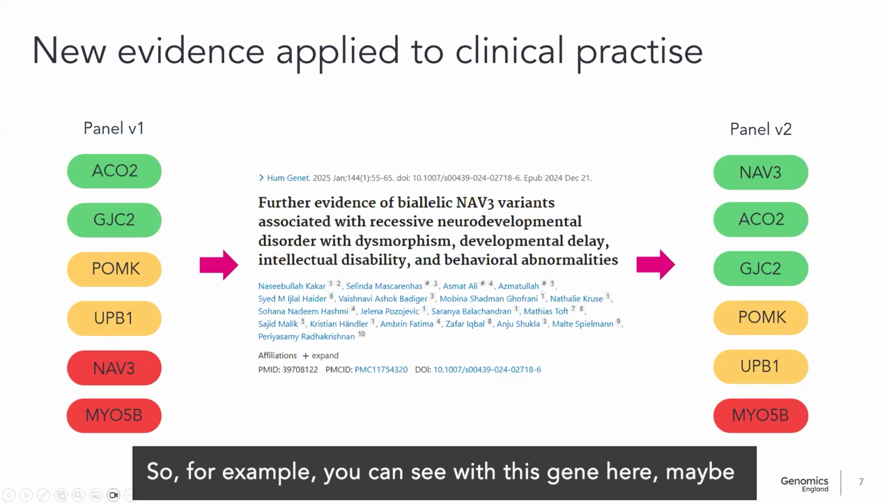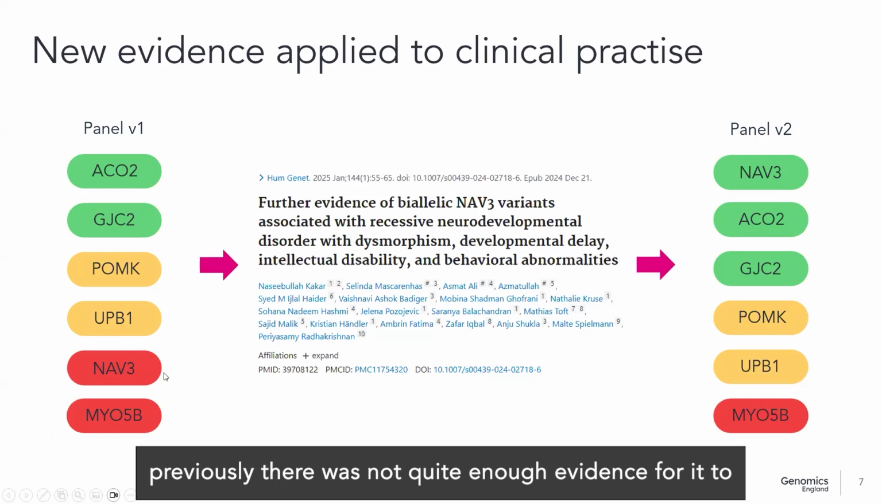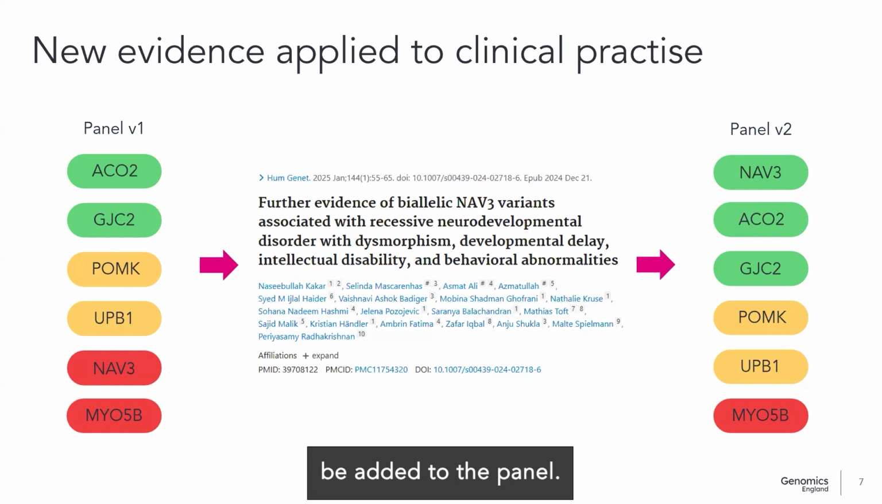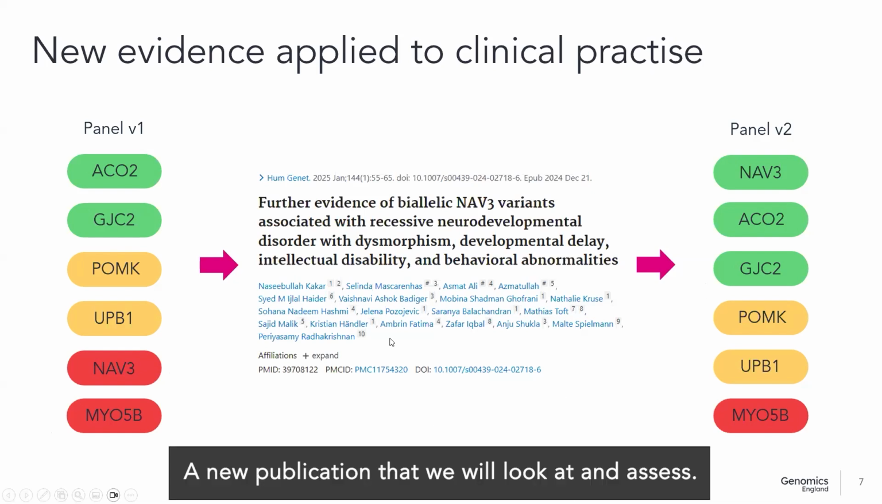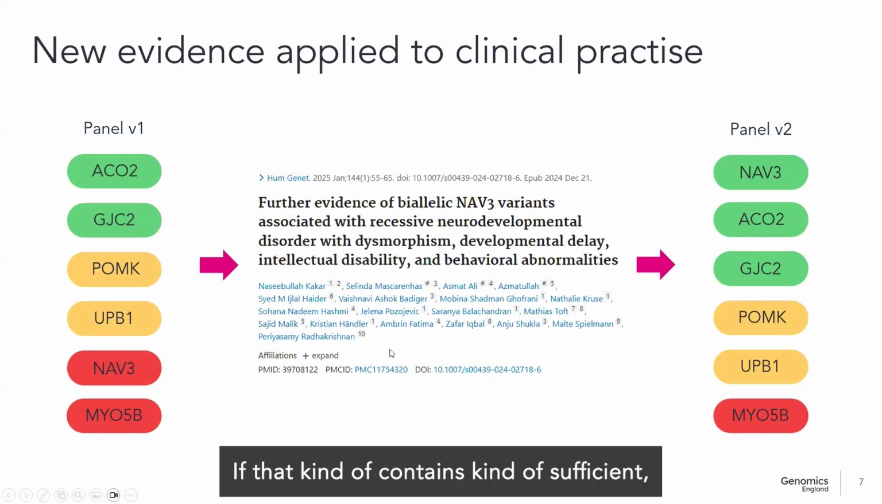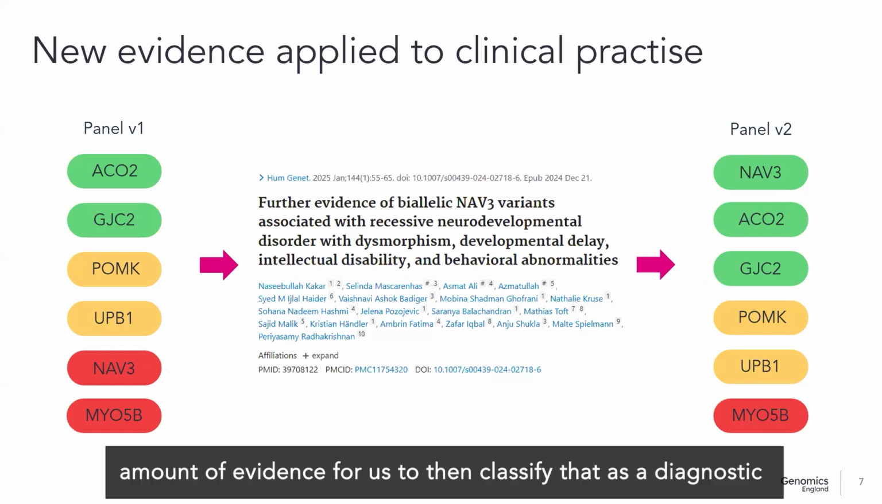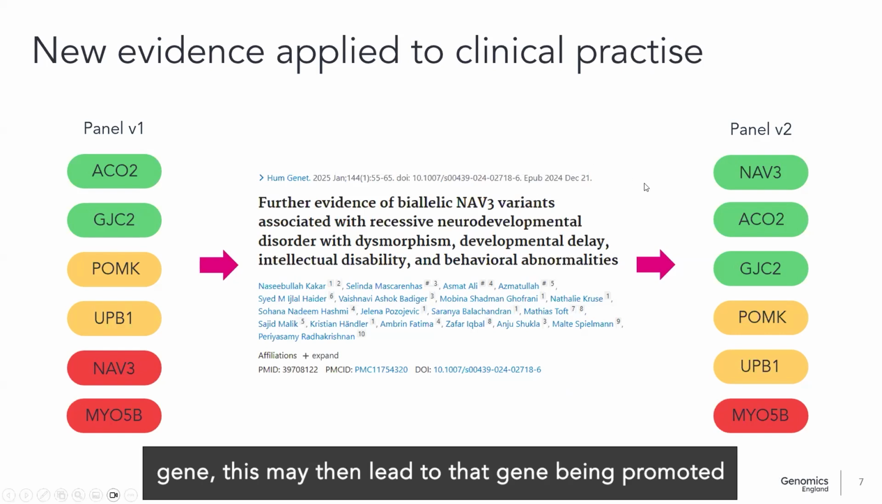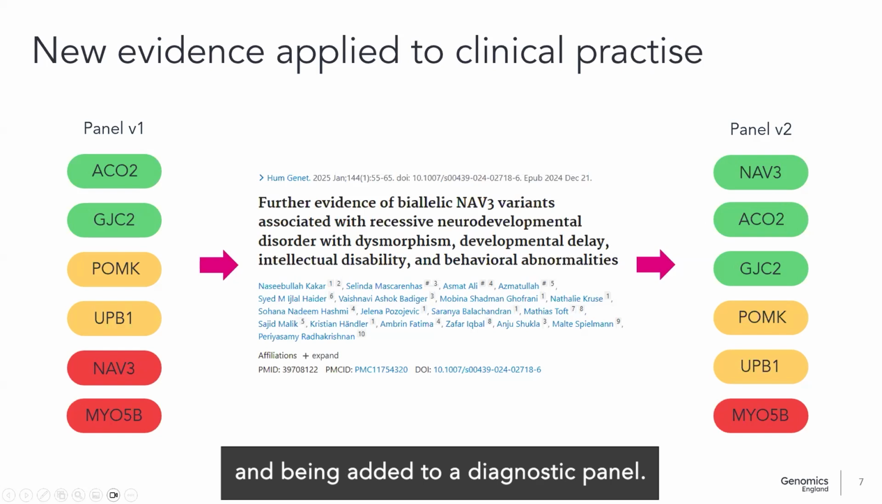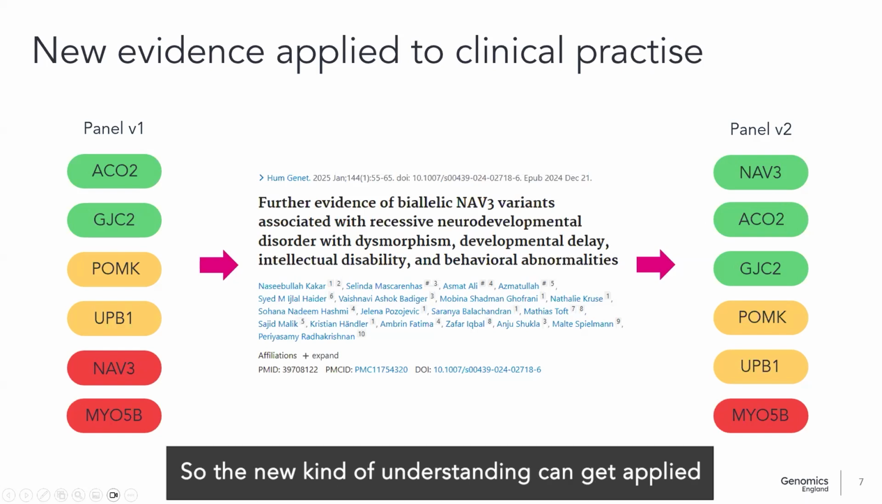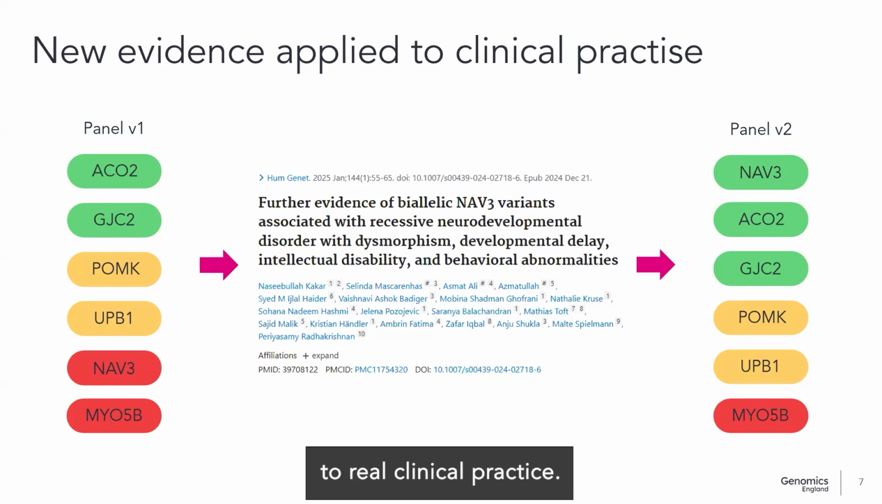So, for example, you can see with this gene here, maybe previously there was not quite enough evidence for it to be added to the panel. A new publication that we will look at and assess if that contains a sufficient amount of evidence for us to then classify that as a diagnostic gene. This may then lead to that gene being promoted and being added to a diagnostic panel. So the new understanding can get applied to real clinical practice.